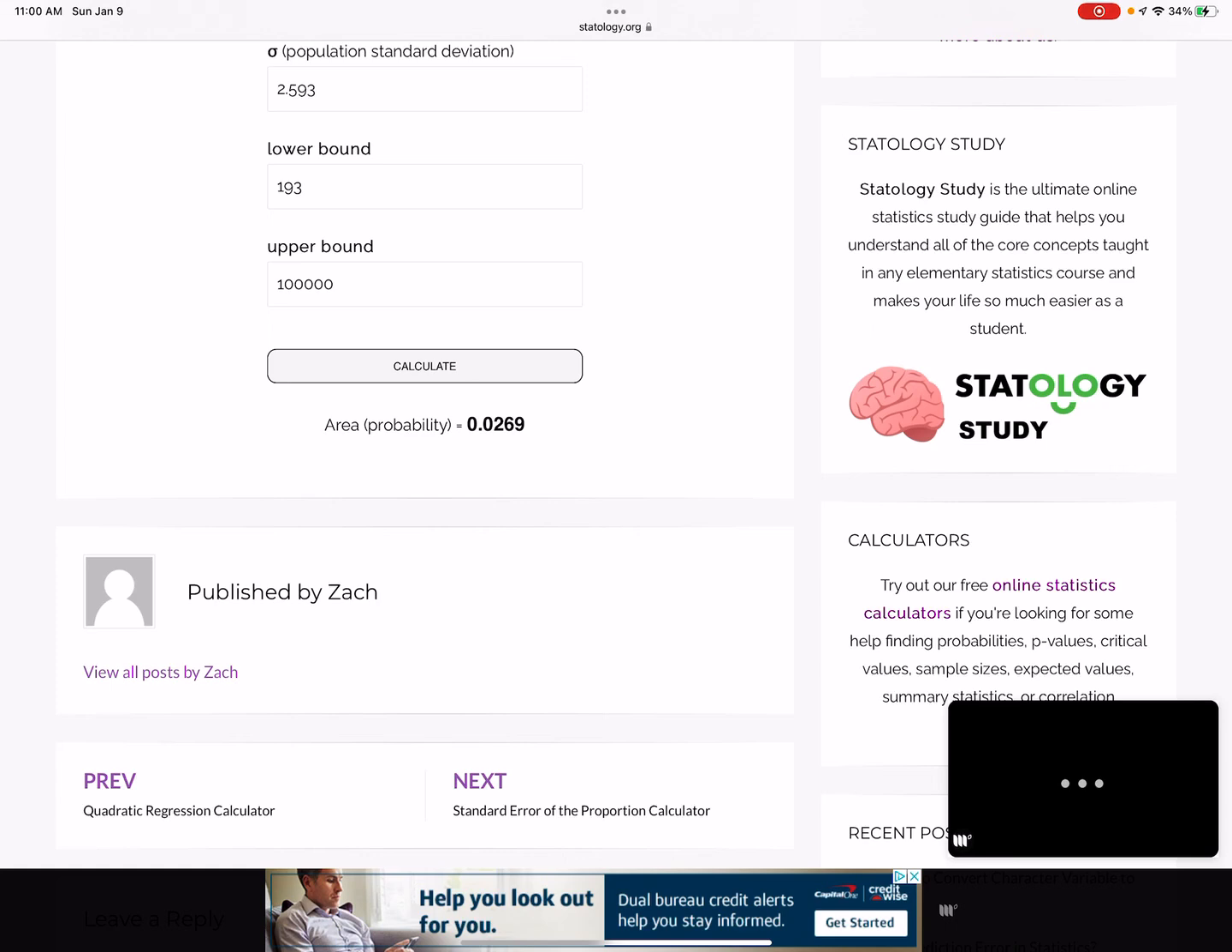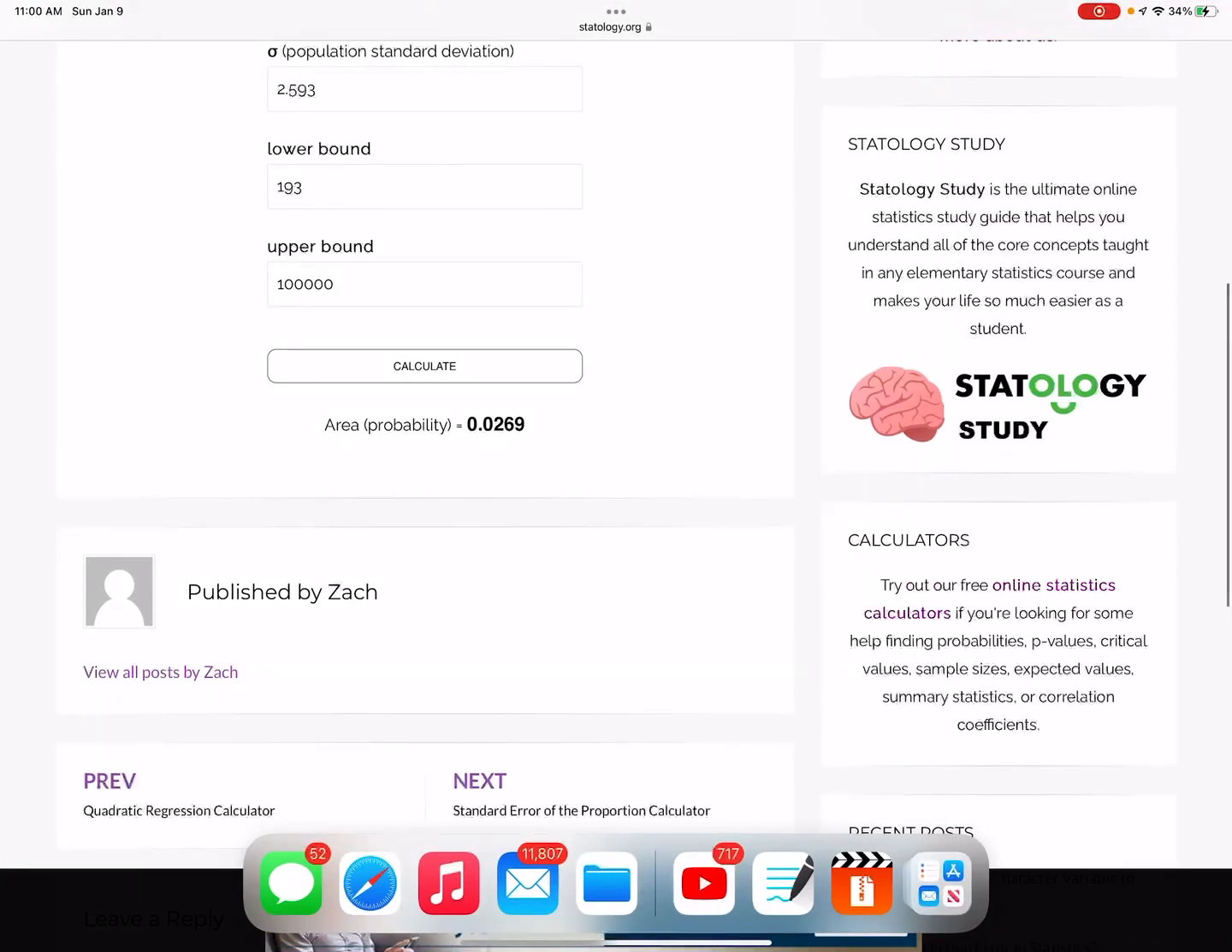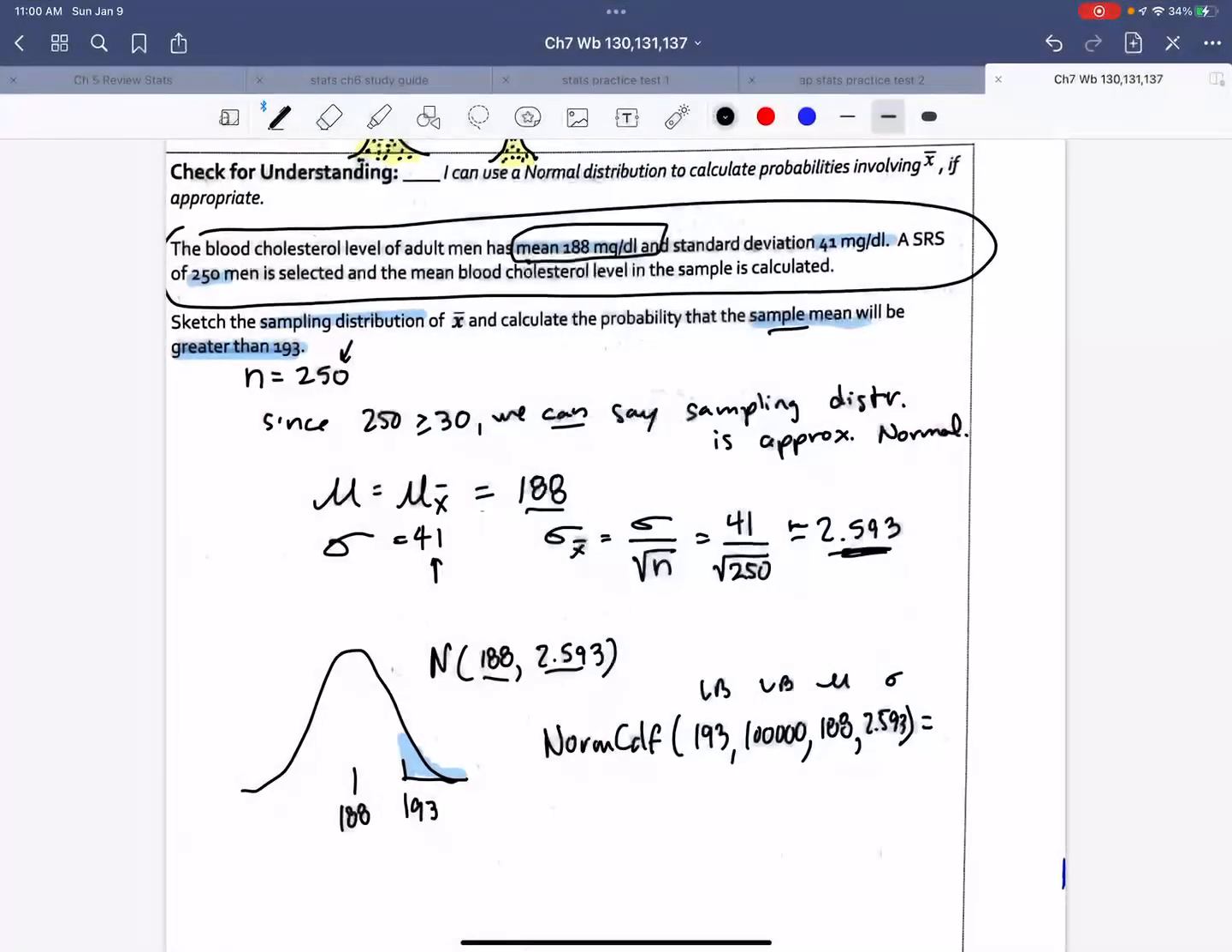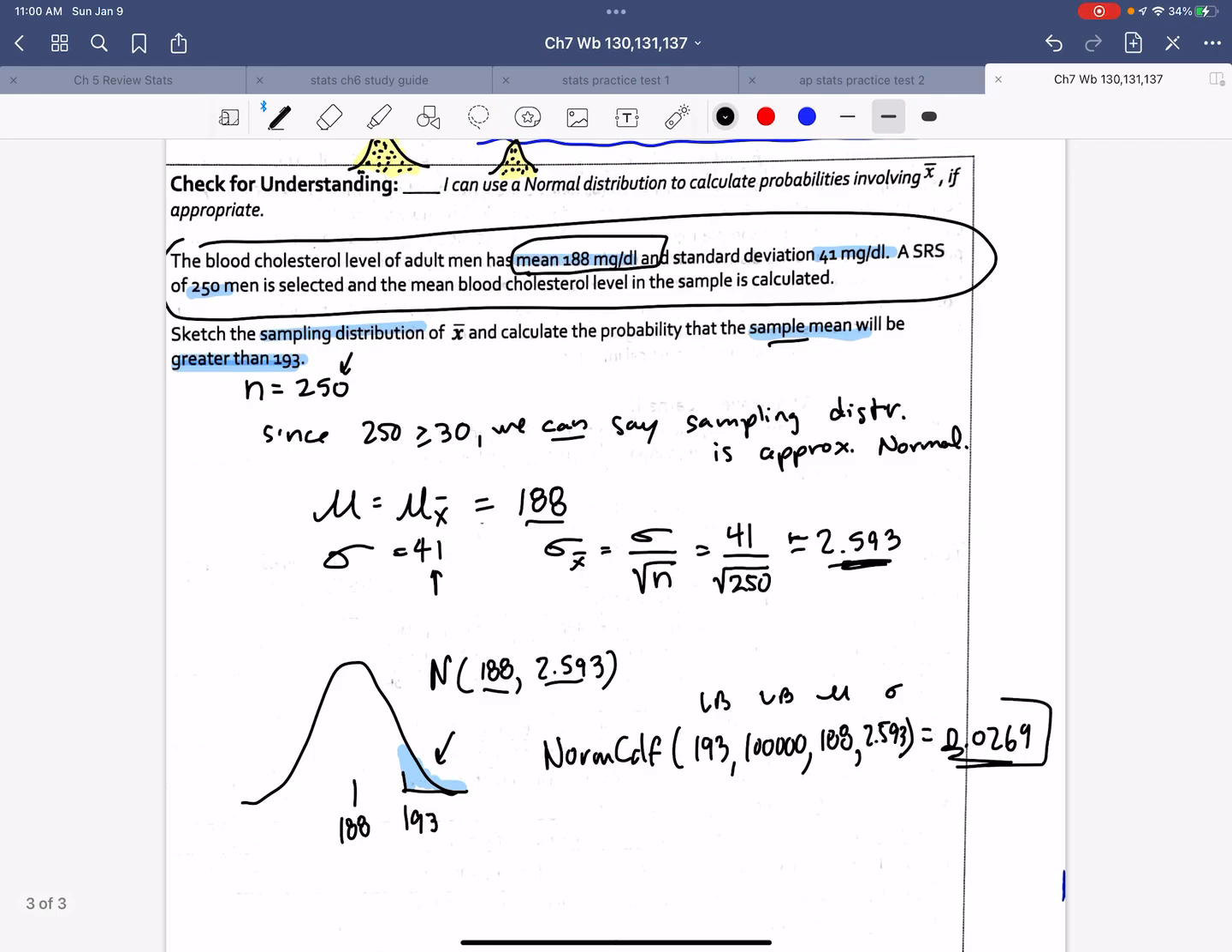We get 0.0269. So this area under the curve is around 3%. It says, what's that probability? That's our answer. That's the probability.